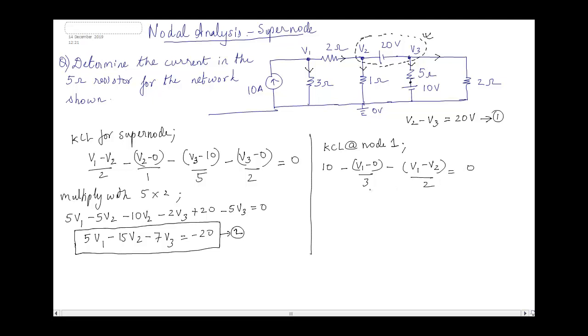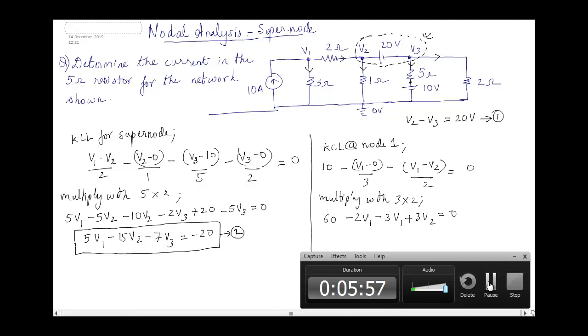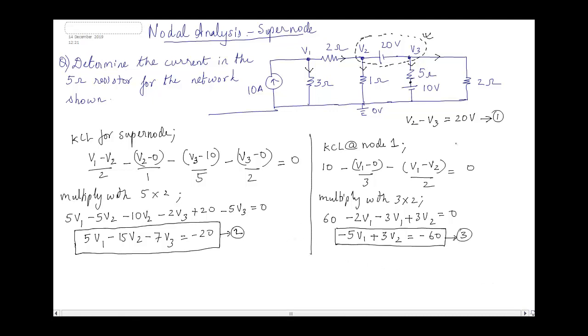All the branches are over. So now here, to get away with the denominator, I will multiply with 3 and 2. So 3 into 2 is 6, so this is going to be 60 minus, when I multiply, I will get minus 2V1. The other one is going to be plus. Then here 3 into 2 divided by 2, I will get minus 3V1 plus 3V2 is equal to 0. Combining it, rearranging it, I will get the equation.